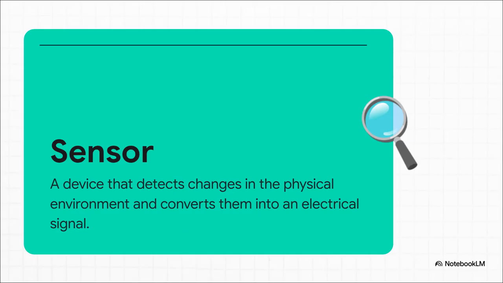So what is a sensor, really? Well, you can think of it as a bridge between our physical world and the digital world. They're basically the eyes, the ears, even the skin of an IoT device. Their whole job is to take real-world stuff like heat or light or motion and translate it into an electrical signal. Why? Because that signal is a language a computer can actually understand.